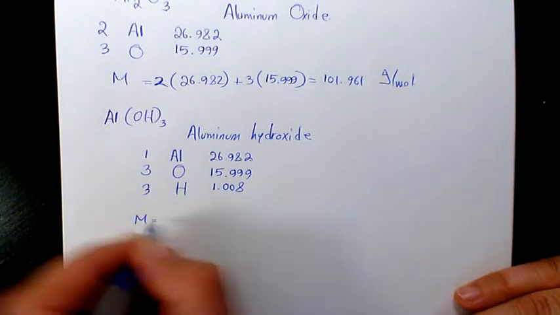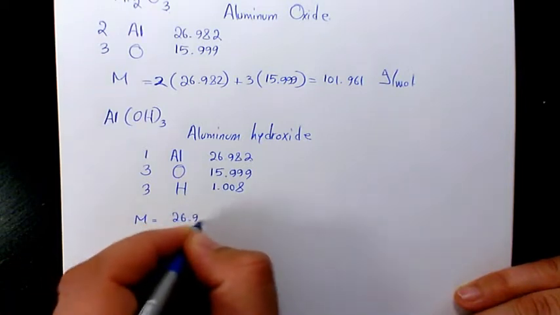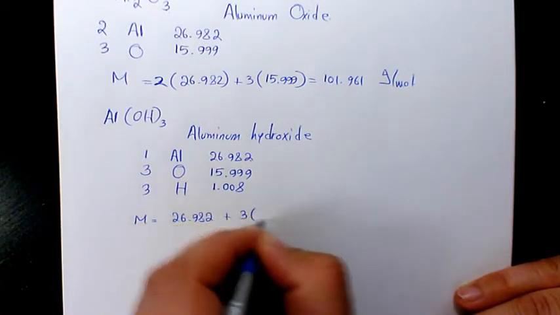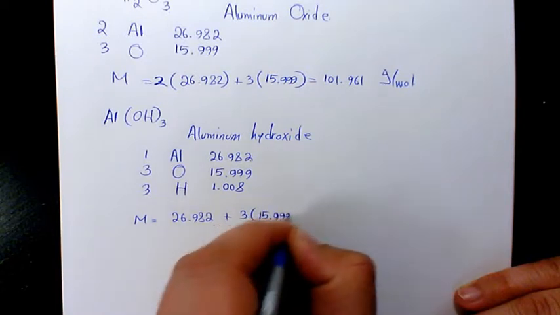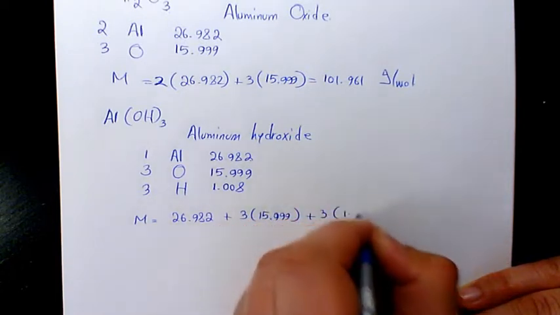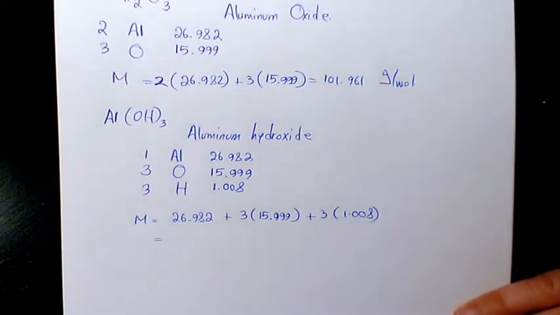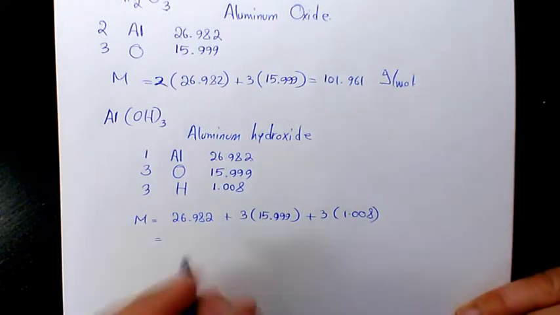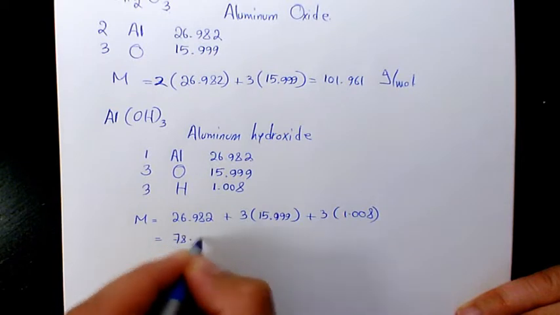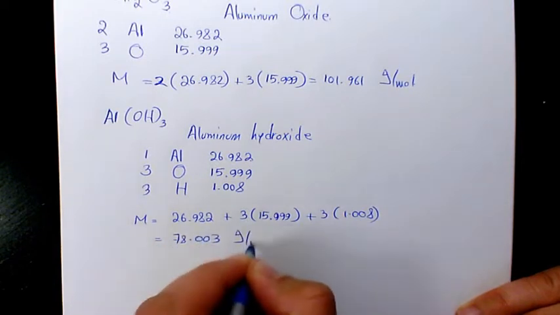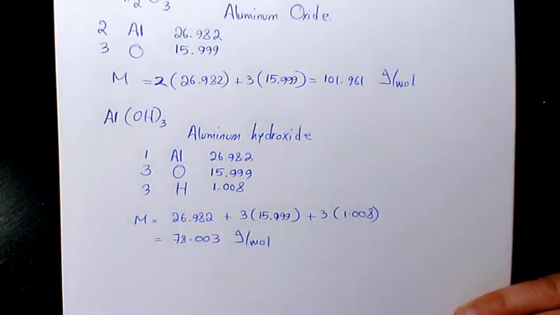So molar mass is going to be 26.982 plus 3 times 15.999 plus 3 times 1.008. That's going to be 78.003 grams per mole.